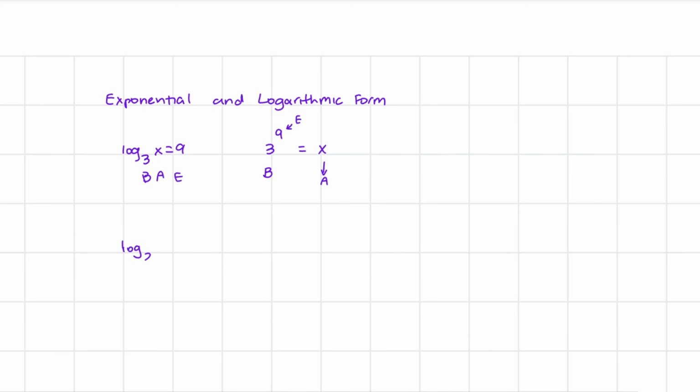What if you had log base 2 of 8 is equal to x? Let's set up BAE. 2 is the base, x is the exponent, 8 is the answer. So 2 to the power of x is equal to 8.